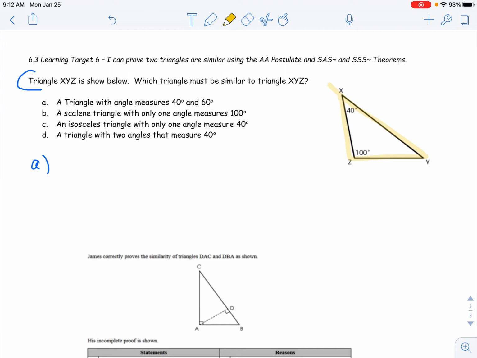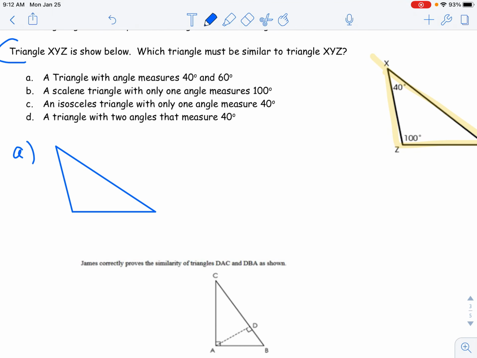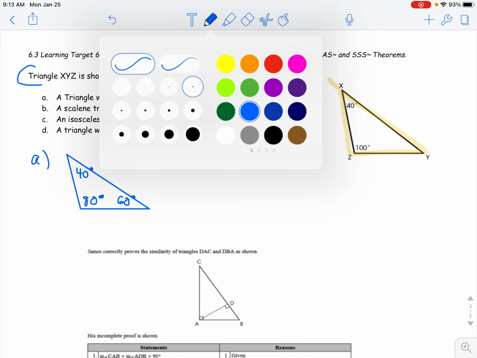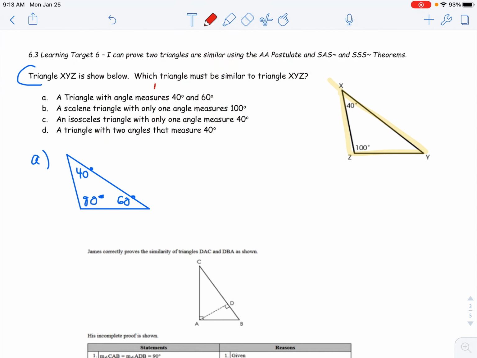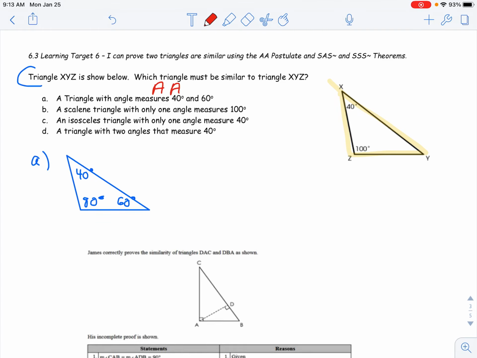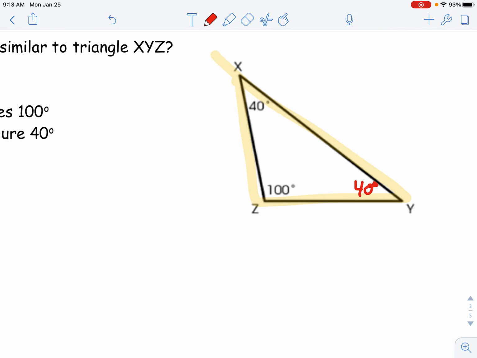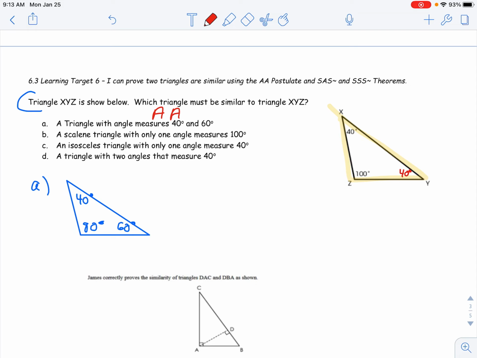Alright, so a triangle with angle measures 40 degrees and 60 degrees. Let me do my best to draw it. If I have a triangle of 40 degrees and 60 degrees, this last angle must be 80 degrees. Remember, I have the angle similarity postulate. I'm going to write A up here. I need two angles that are congruent, which forces the third one to be congruent. Over here, this also has to be 40 degrees. I don't even have two angles, so A doesn't work. Two angles aren't congruent to the ones I have, so A is bad.